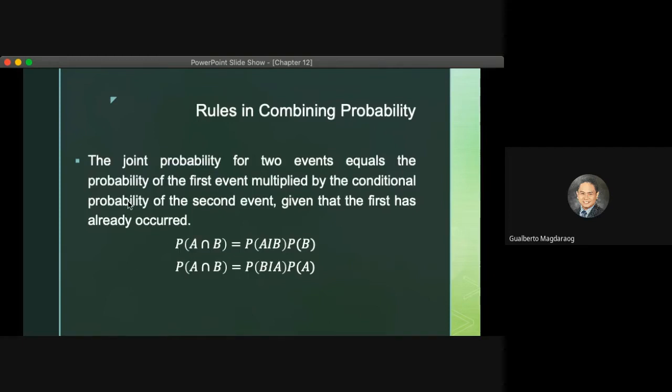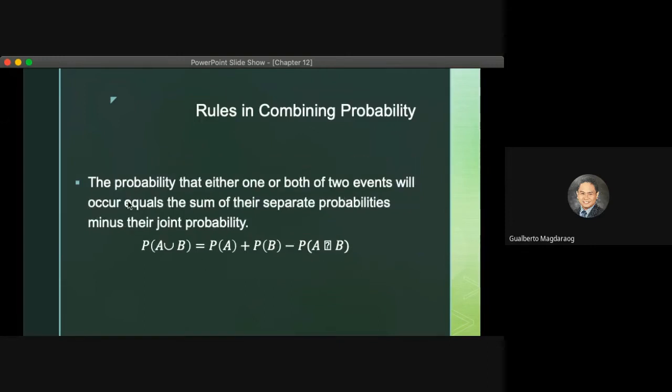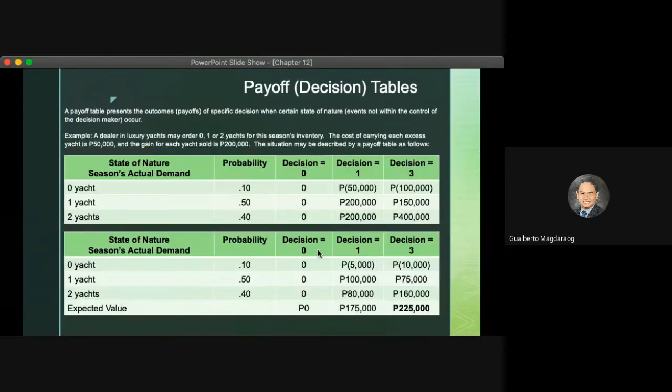Okay, the probability that either one or both of two events will occur equals the sum of their separate probability minus their joint probability. If you are asked to compute for the total probability of two events, and that two event is not mutually exclusive, meaning there is a chance na magsama yung dalawa sabay, you have to deduct or remove yung probability of that having the same event at the same time. Okay? If hindi mutually exclusive. But if it is mutually exclusive, you simply add their probabilities. Kasi imposible silang magsama. So, meron ka lang ima-minus kapag hindi sila mutually exclusive. Okay, I think that's the lesson for probabilities.